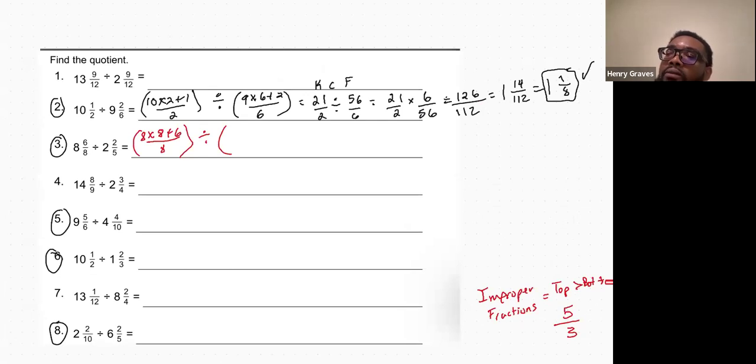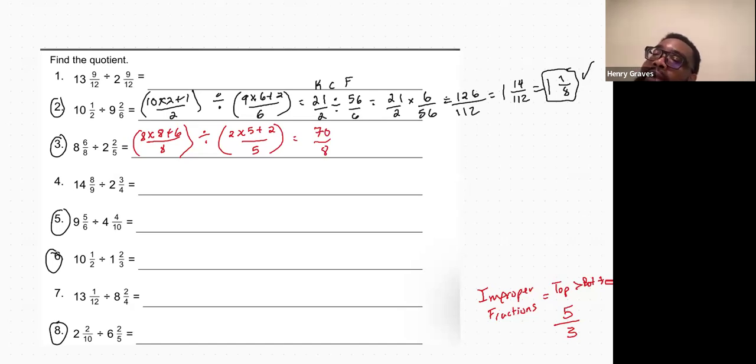There we go. So when I do my math, I'm going to end up with 8 times 8 is 64, plus 6 is 70. Well, I almost made a mistake there. 70 over 8, divided by 2 times 5 is 10, plus 2 is 12 over 5.